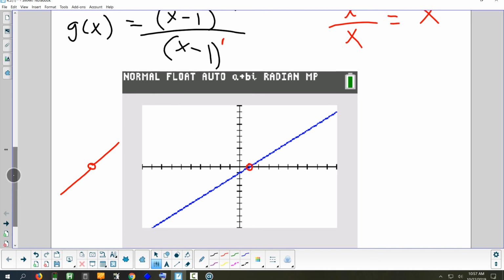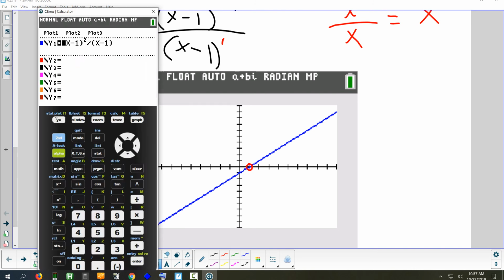Now, if I change one number, just a little bit, let's make it x minus 2. Do the numerator and denominator have common factors now?